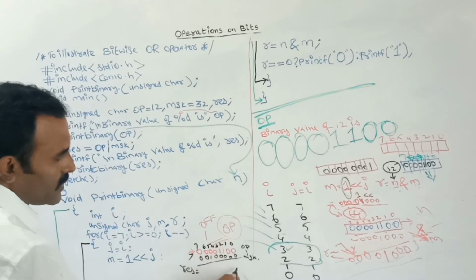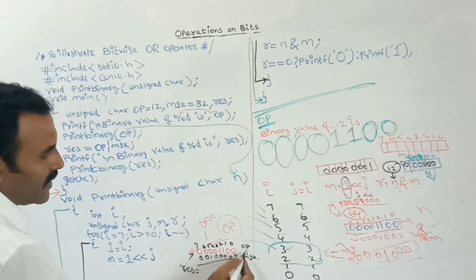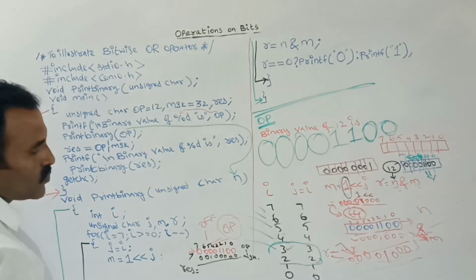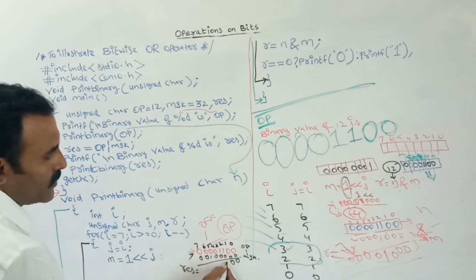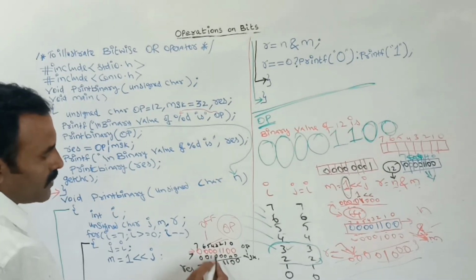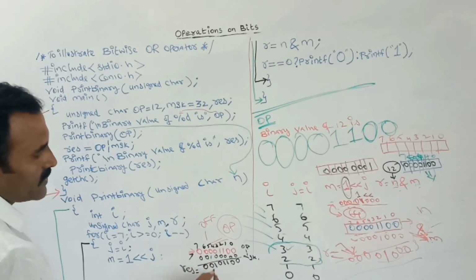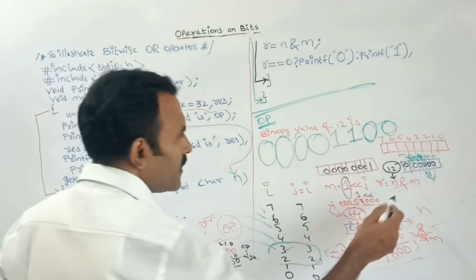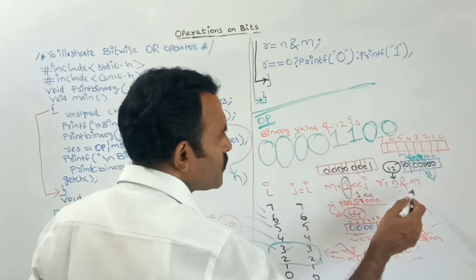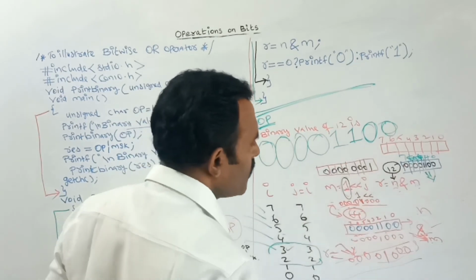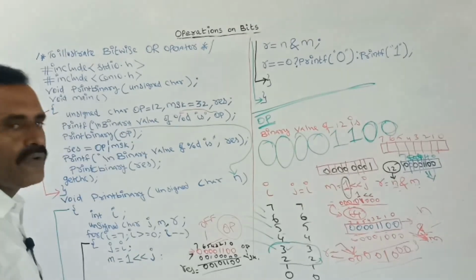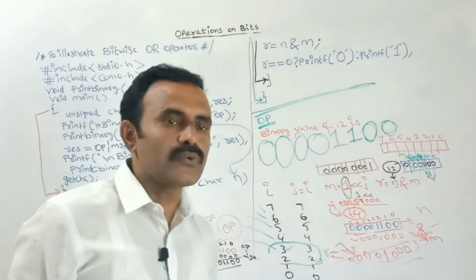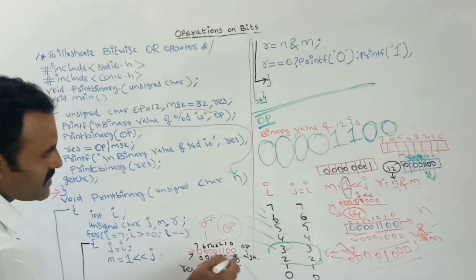If you are using the truth table and finding the OR operator, for OR if any one of the operands is true then the result will be true. So 0 and 0 is 0, 0 and 0 is 0, 1 and 0 is 1, 1 and 0 is 1, 0 and 0 is 0, here 0 and 1 is 1, 0 and 0 is 0, 0 and 0 is 0. For the AND operator both operands should be true, only then the result will be true, otherwise the result will be 0. But in the OR operator, if any one of the operands is true, the result will be true. So while applying this, this is the result.